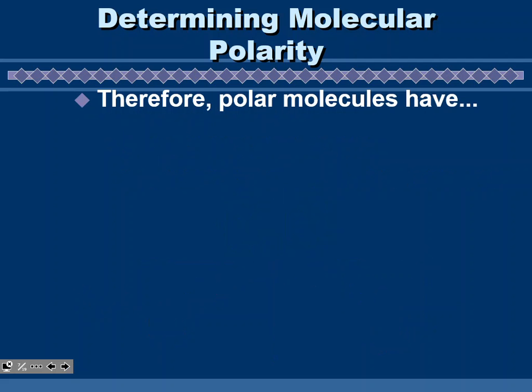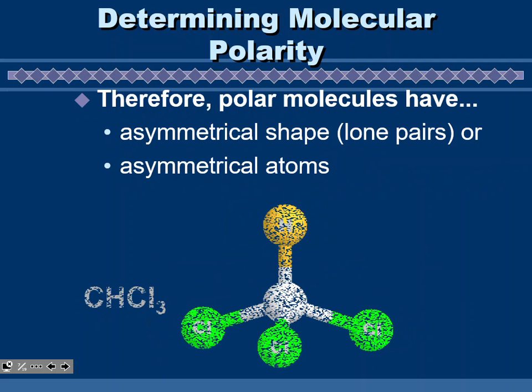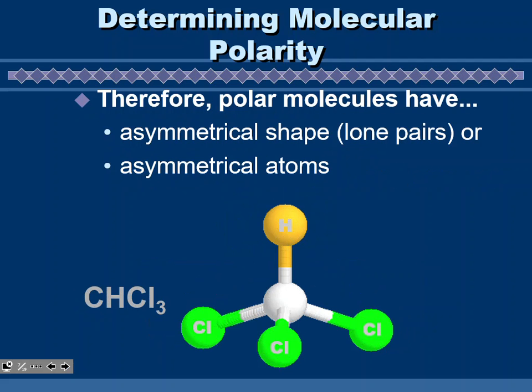So, therefore, polar molecules have asymmetrical shape, lone pairs, or asymmetrical atoms. In this case, this is a tetrahedral one, where you have no lone pairs on the central atom, but the ligands are not all the same. You have one H and three Cls. Therefore, the symmetry is going to get thrown off.